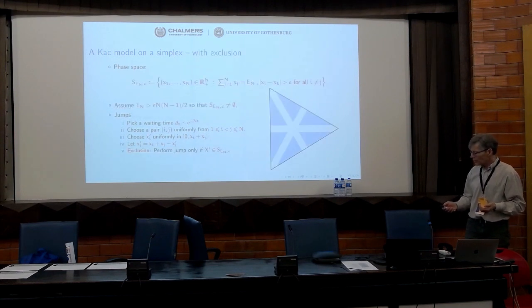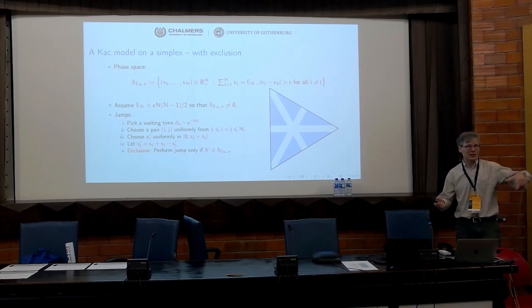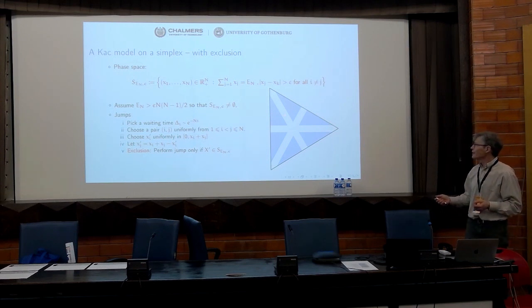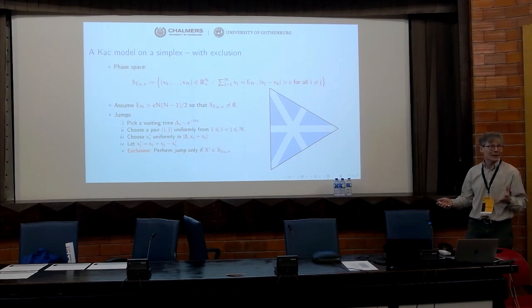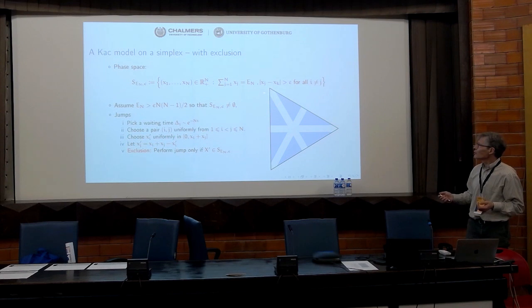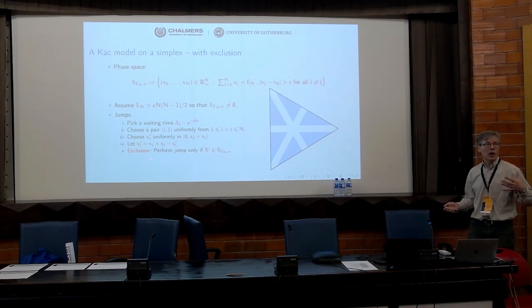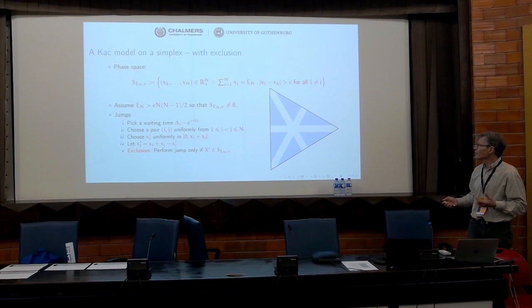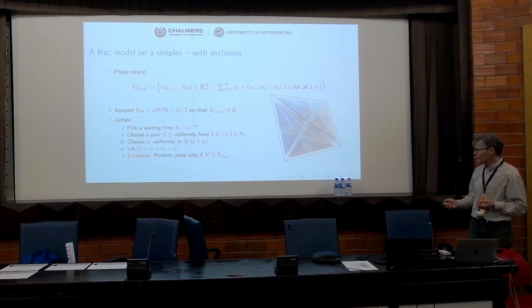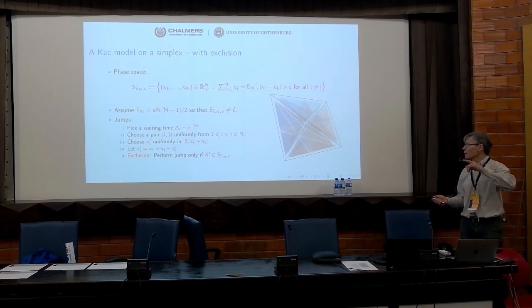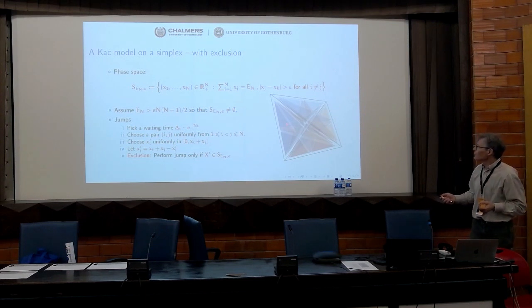Now here you can include the exclusion principle. For 3 particles the simplex is just a 2-dimensional figure, and the excluded areas are very clear. Here, for alpha equals 1/2, you perform jumps only if the velocities after collision really belong to this side. You can make a picture also for 4 particles. Then this is some kind of 3-dimensional object.